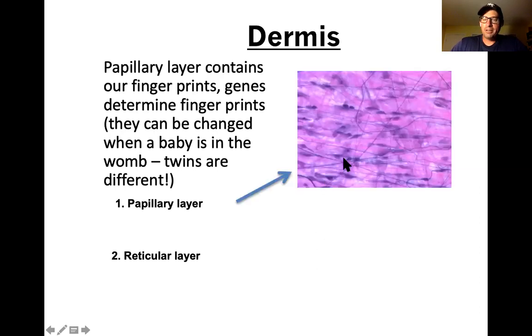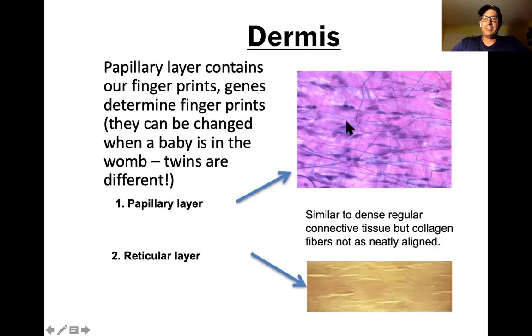The papillary layer is made of this areolar connective tissue that you see in this picture, whereas the reticular layer is similar to dense regular connective tissue, but the collagenous fibers are not as neatly aligned. So what you really need to know, it's got a lot of collagenous fibers and it has some reticular fibers running through it as well.